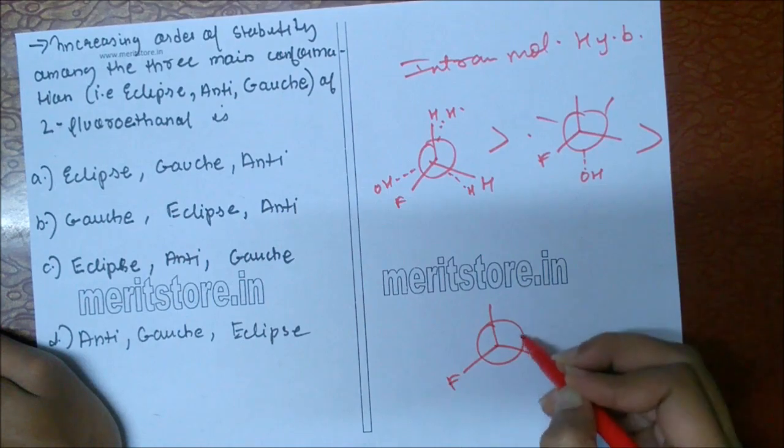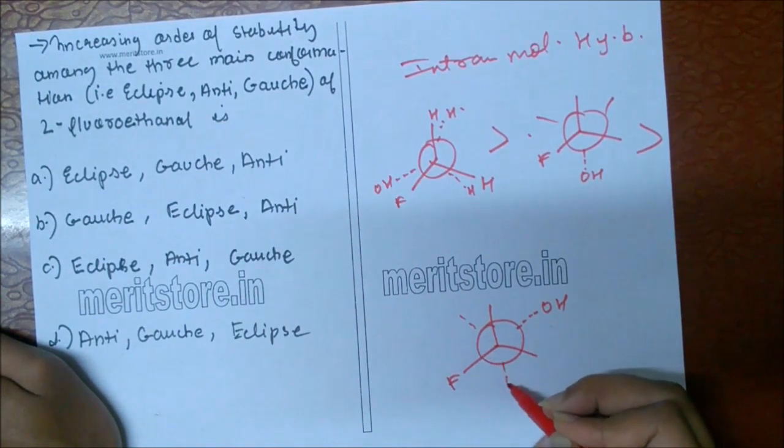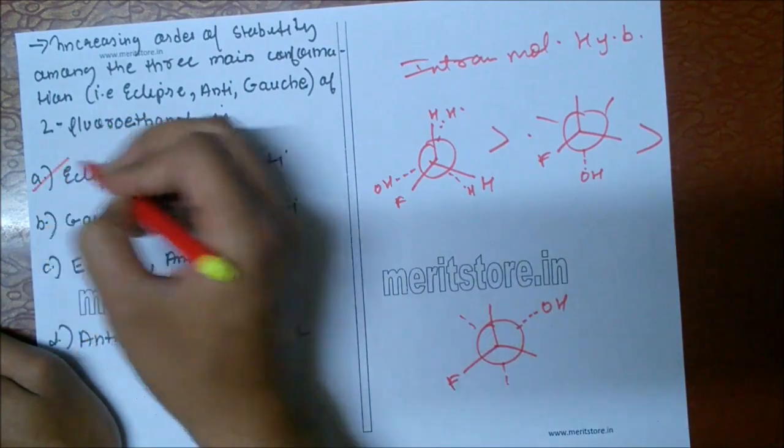Here is the fluoride, and here is the hydroxyl. Rest of the positions are occupied by hydrogen. So option A is the correct answer.